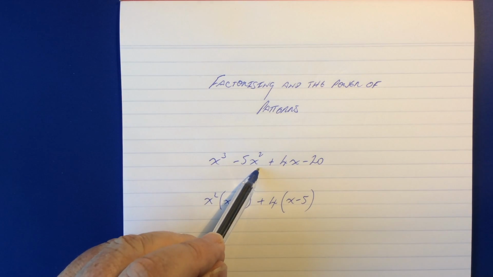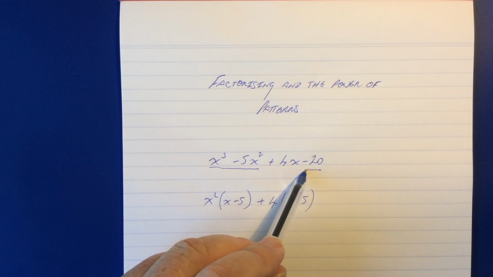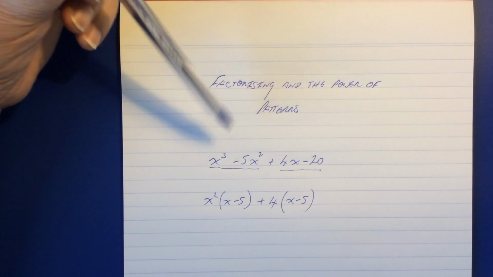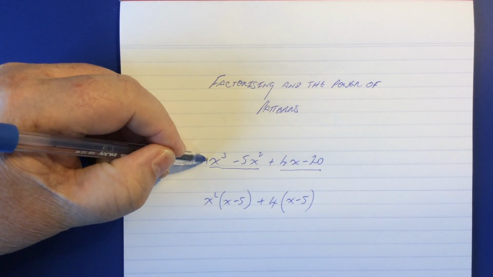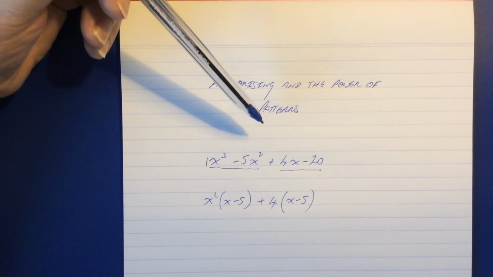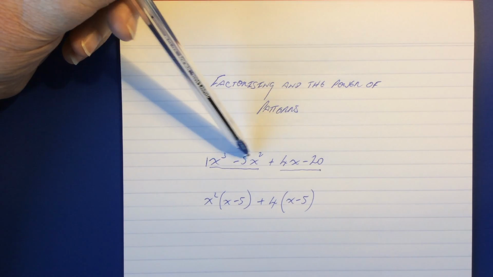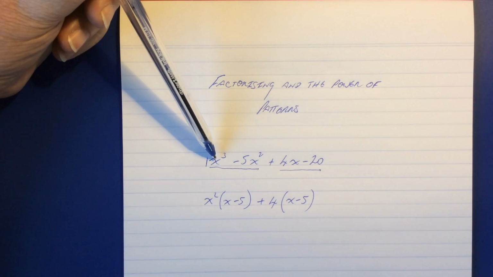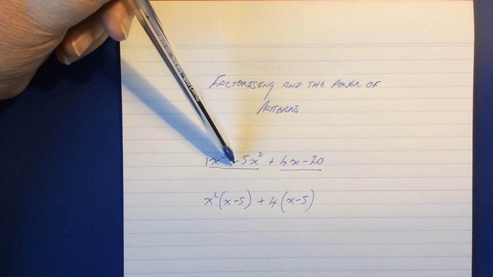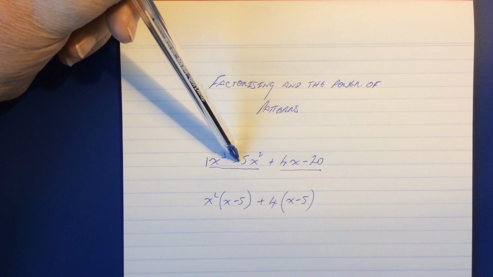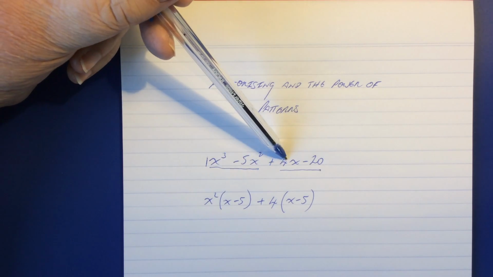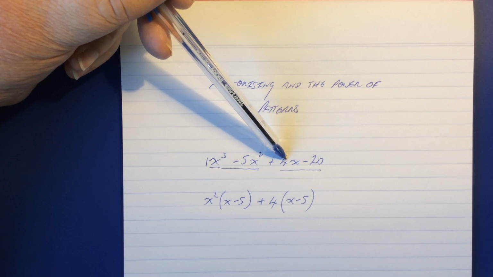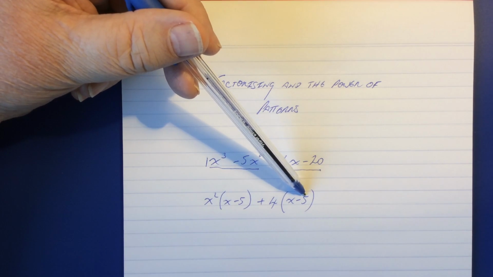This cubic breaks into a couple of patterns. What you might be able to see, actually if I put a coefficient of 1 there, it becomes more obvious. If we take out a common factor here of x squared and put it there, what we're left with is x minus 5, 1x minus 5. That's that. We can do the same here. Take out the common factor, which is 4, and we're left with x minus 5.